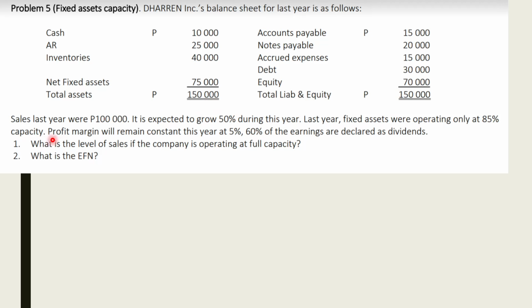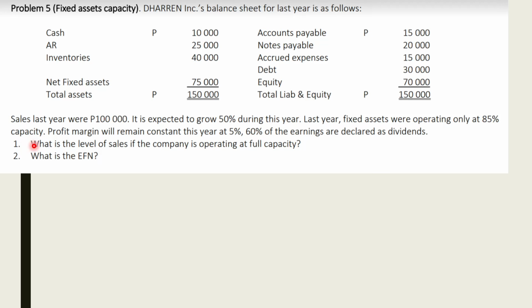Initially, last year's sales were 100,000 pesos. It is expected to grow 50% during this year. So 100K times 1 plus 50%, you would have next year's coming sales of 150,000 pesos. Last year, fixed assets were operating only at 85% capacity. Profit margin will remain constant this year at 5%, and 60% of the earnings are declared as dividends. So let's start with the first question.